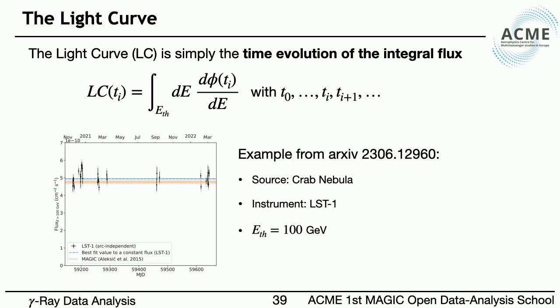And lastly, let us define the light curve, which is given here by this expression. The light curve is simply the time evolution of the integral flux above a given energy threshold, here shown as E_th. So in each time bin T_i, we compute the light curve, and this gives us the flux as a function of time. On this slide, you can see an example from the Crab Nebula observed with the LST-1 using an energy threshold of 100 gigaelectronvolts.